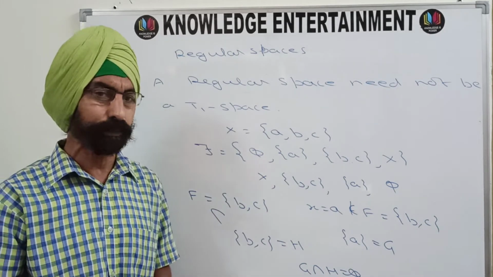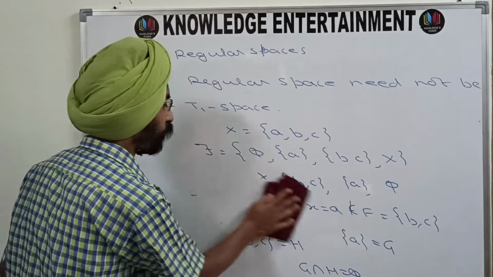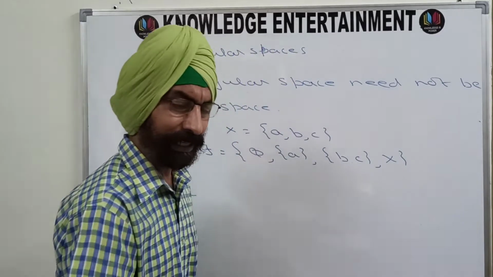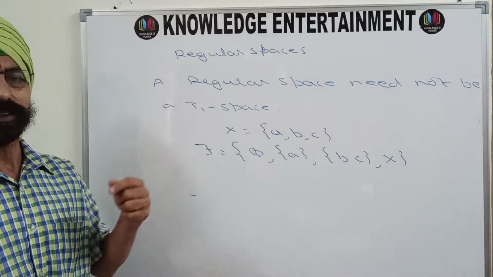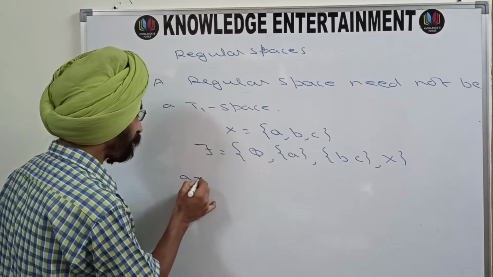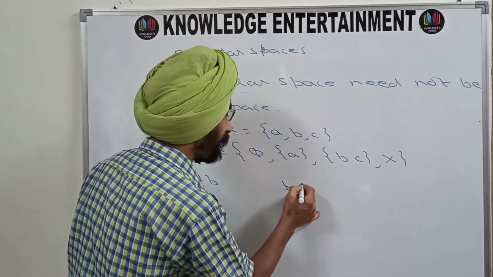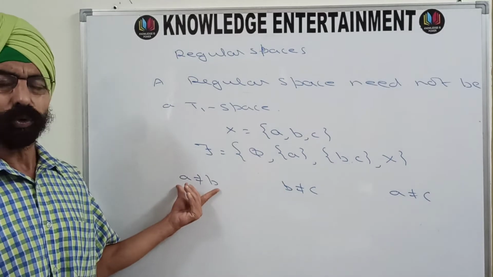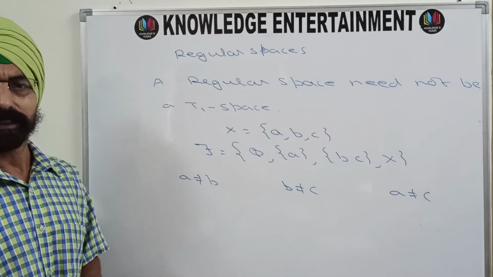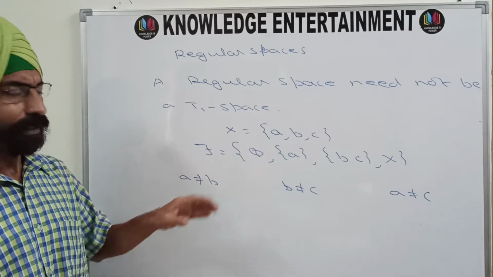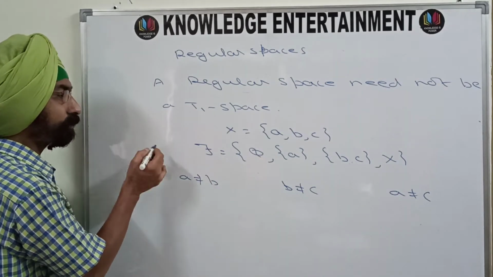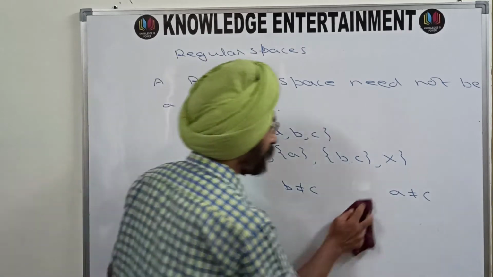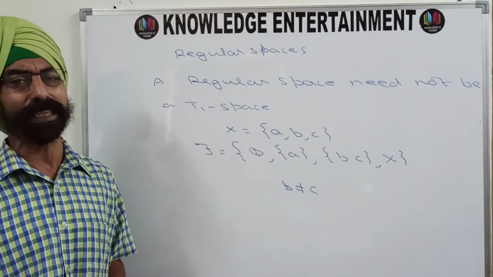So this is a regular topological space, but this is not T1, this is not T0, this is not T2. Why? That is also very clear. If you take any 2 points from here, suppose you are taking A and B, or B and C, or A and C, whatever 2 points you take. Now to make the space T0, this condition should be satisfied for all, but I'll take just two: the points B and C.